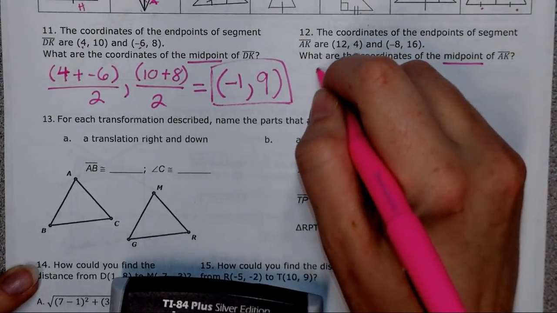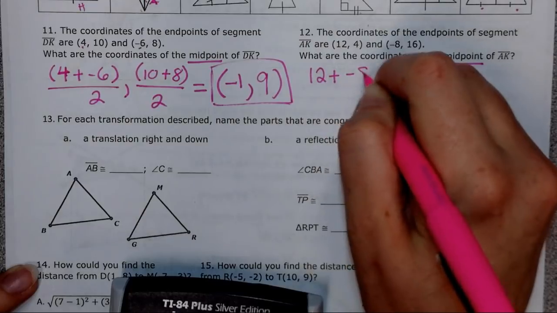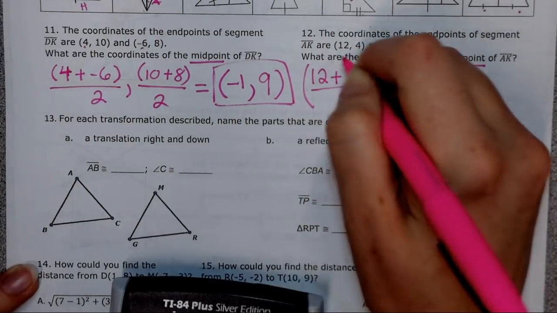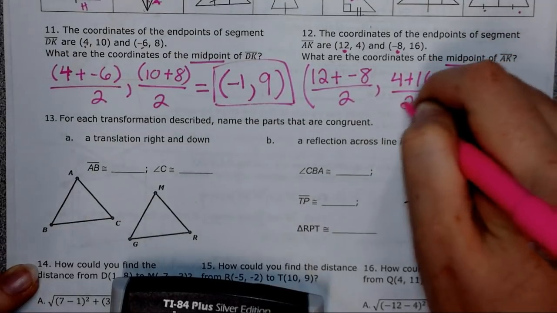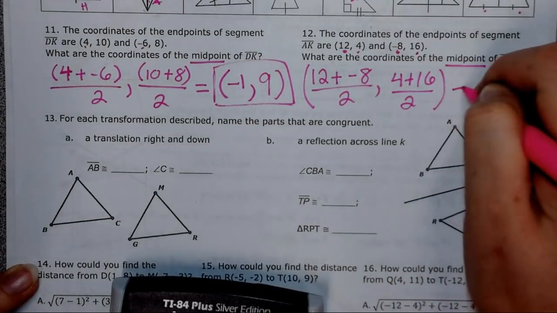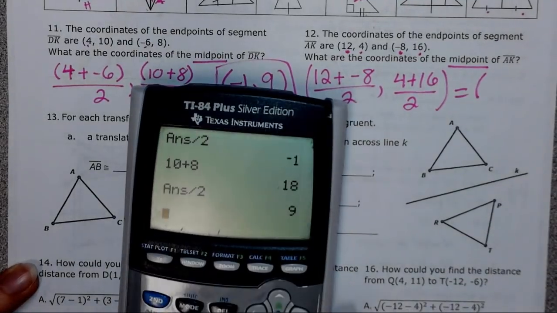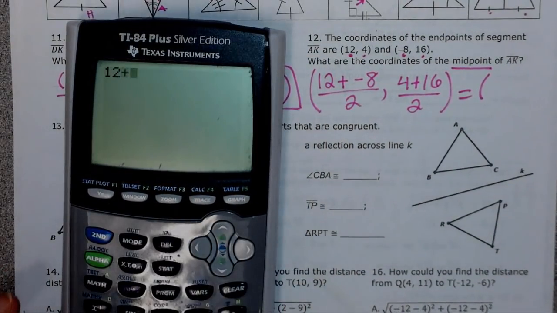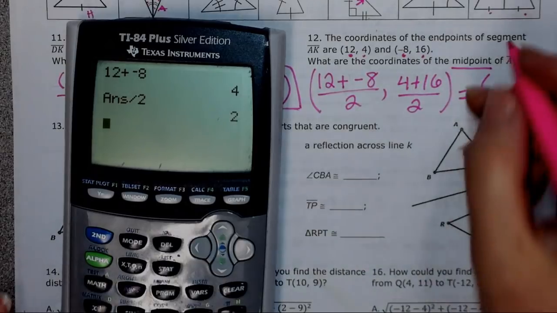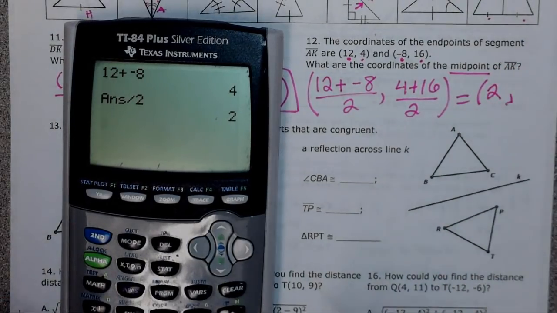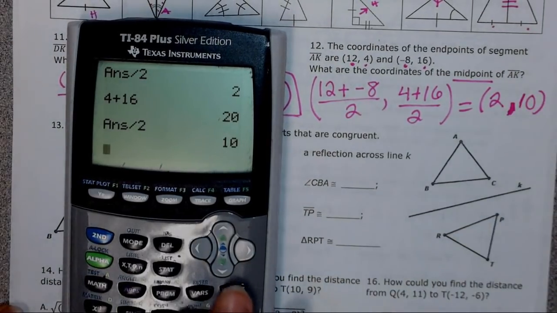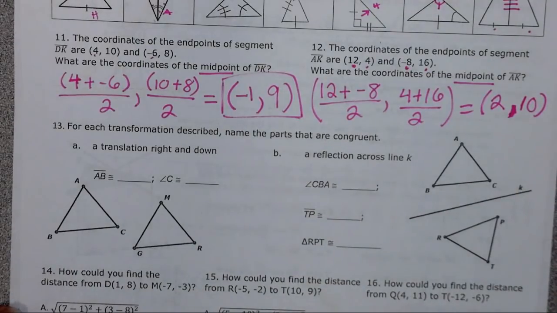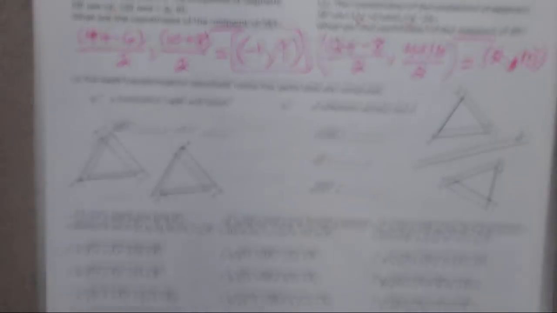All right, for this one, we have 12 plus negative 8 divided by 2 are 2 x's, and 4 plus 16 divided by 2 are 2 y's. Okay. So we've got 12 plus negative 8 divided by 2 gives us 2, and 4 plus 16 divided by 2 gives us 10. Okay, scooting down.